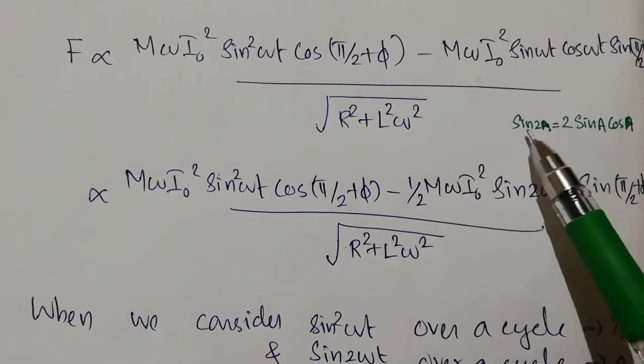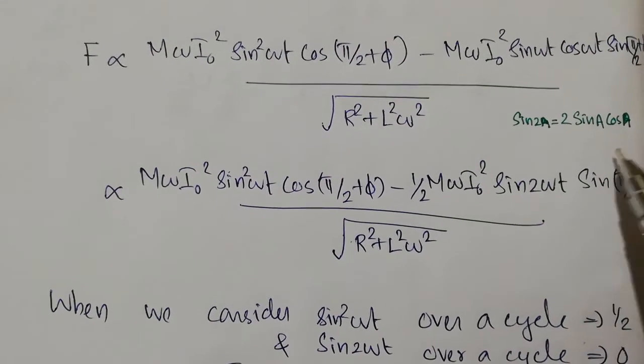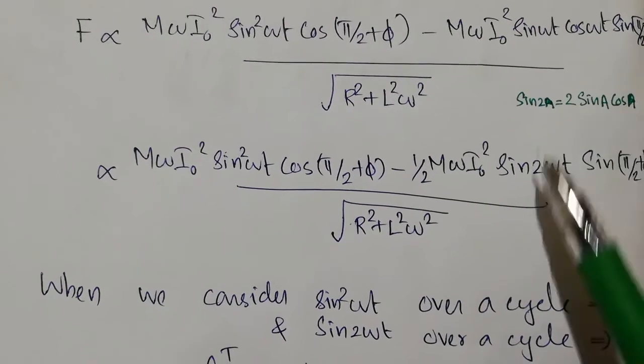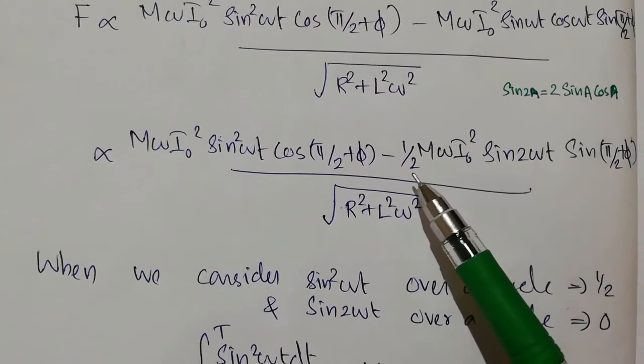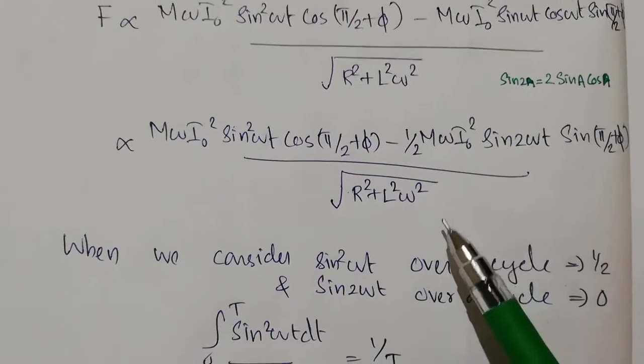That is, sin 2a is equal to 2 sin a cos a. So sin a cos a can be written as sin 2a by 2. So we are replacing here sin 2 omega t by 2. All the remaining terms are the same as in the previous equation.